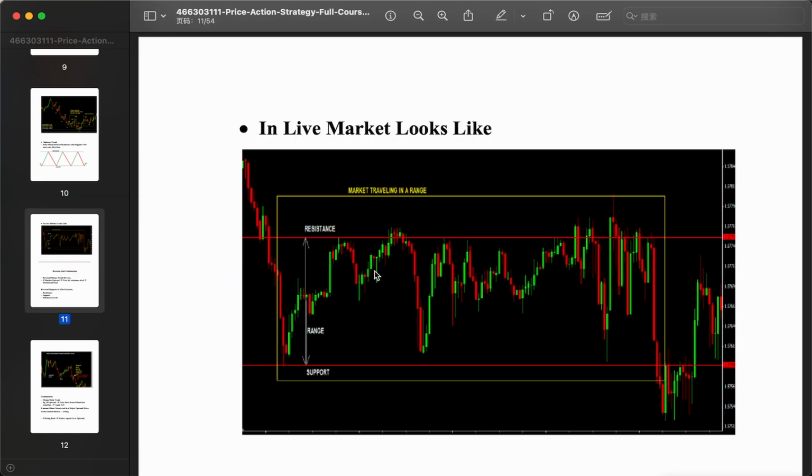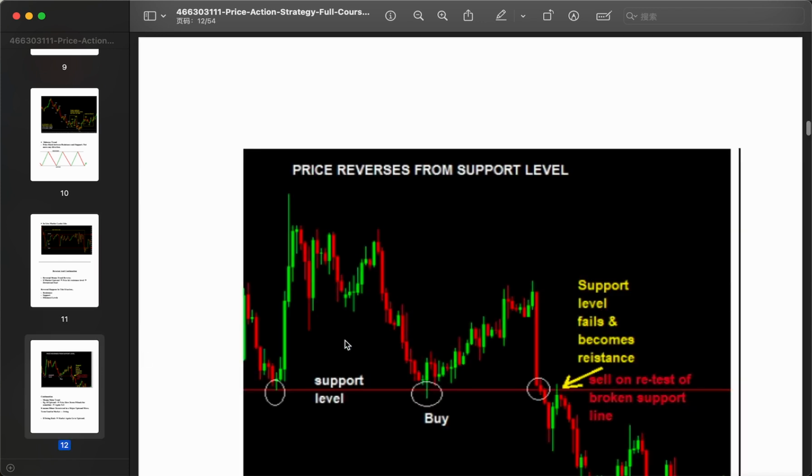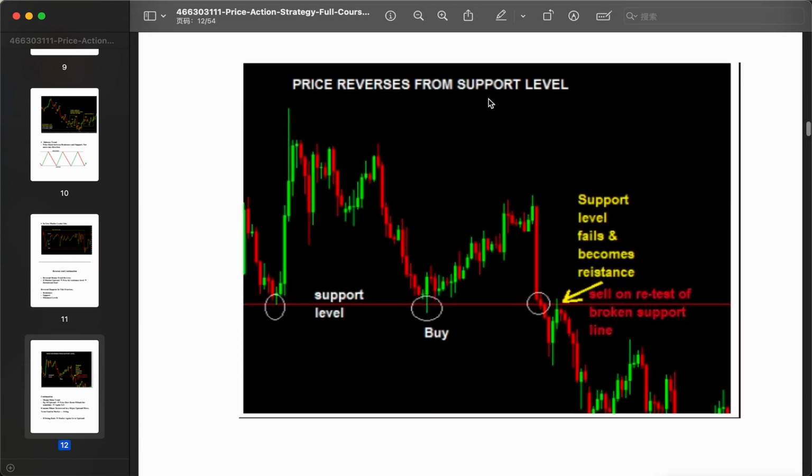So in the live market, it will look like this. You see this big box, and then the market will be bouncing in a small box. You see this resistance line, the red one. You're seeing also the support line, and the price bounces back and forth between this little box. And price will reverse from the support level. So you see when you draw a support level, it always comes back to the support level. Okay, so this is sideways. It doesn't really break through and go up. It always goes back to the support level.